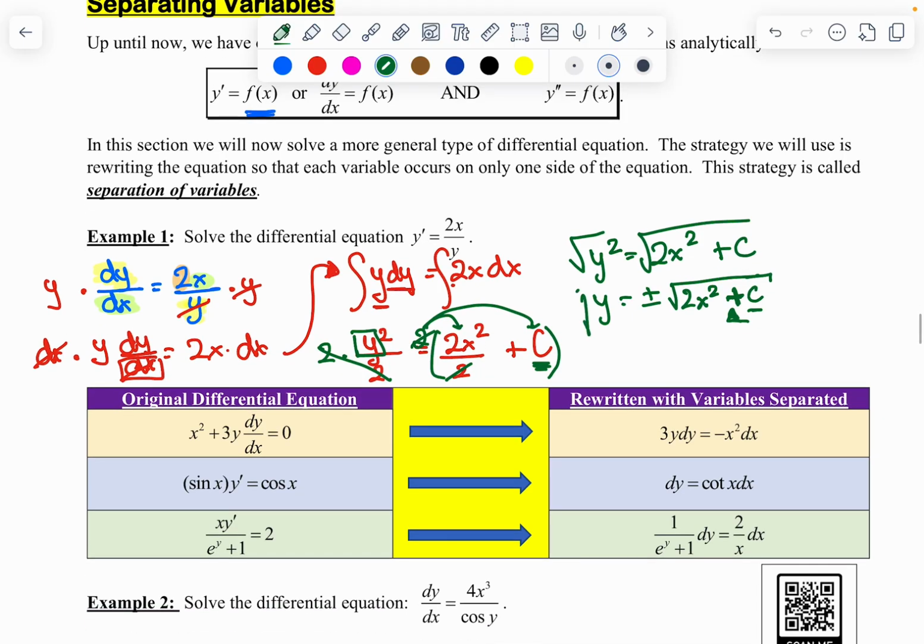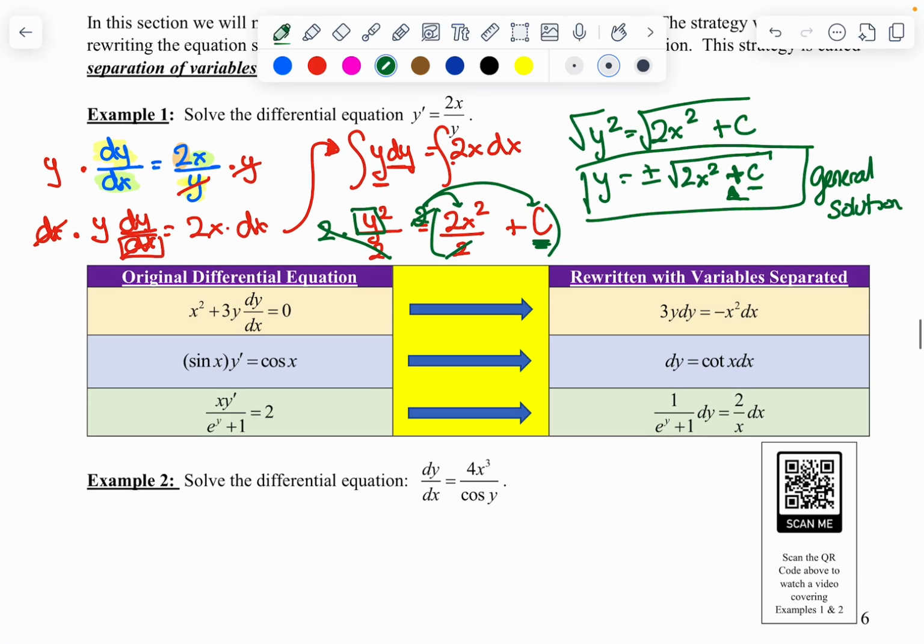And that is going to be our original function. This is called the general solution because we did not solve for c. We don't have an initial condition to solve for c. So in original differential equations, you could see something that looks like this, right? Where dy dx is within the problem.